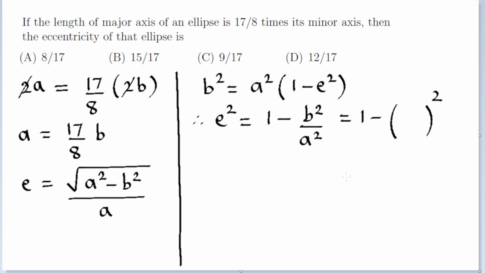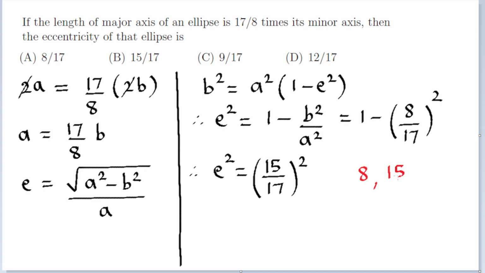Now observe that the value of b by a can be found from this relation which we got, and b by a would be 8 by 17, correct? So by writing that, and on simplifying, we'll get e square as 15 by 17 square. Now you might wonder why. The reason is that if you recollect, 8, 15 and 17 is one of the Pythagorean triplets.